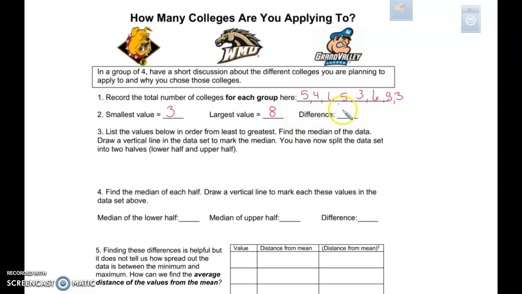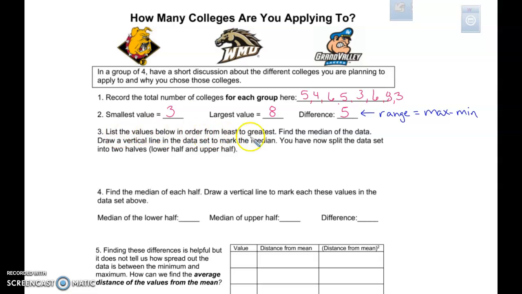And then the difference is technically called the range. So 8 minus 3 would be 5. Just to reiterate, this is the range. And so your range would be equal to your max minus your min. Okay, and then this is where I think it kind of changed a little bit.